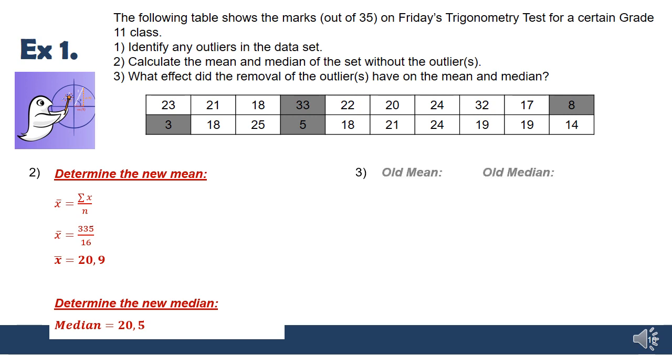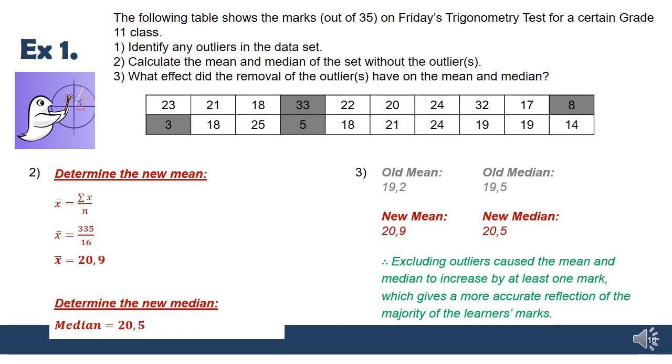Well, let's look at our old mean and our old median. The old mean 19.2 and median 19.5, and the new values are a bit higher. So by excluding those values, I've actually gotten a little bit better idea of the mean and the median for the bulk of the class. So we've taken away those 3 relatively low values and the 1 relatively high value. And this just leaves the 16 values that are sort of more normal, more representative of this class.